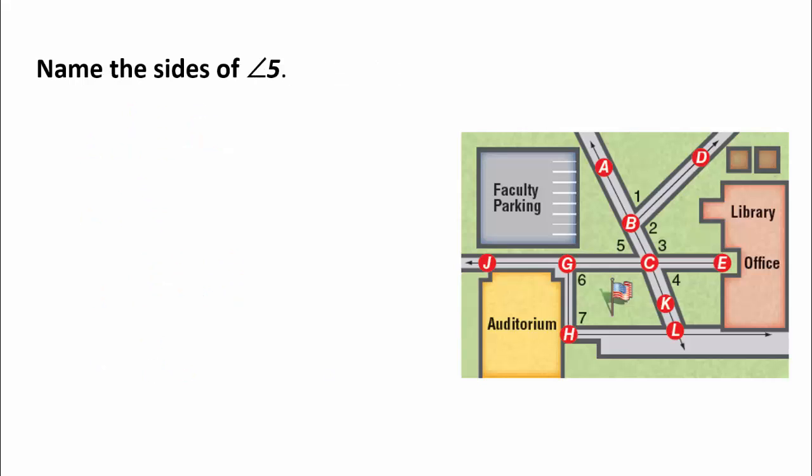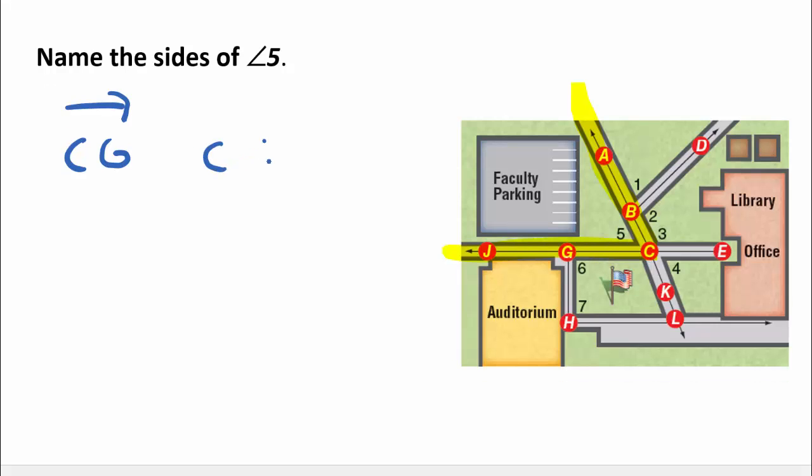Now let's name the sides of angle 5. I'm going to trace angle 5 with this highlighter so you can see which is the angle that we're speaking of. The first side that we want to talk about is ray CG. Again, we write our rays CG. Another way to write that same ray is CJ. That would be one way to name this ray right there.